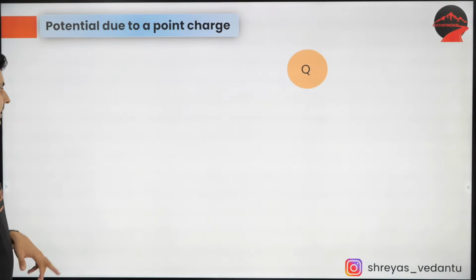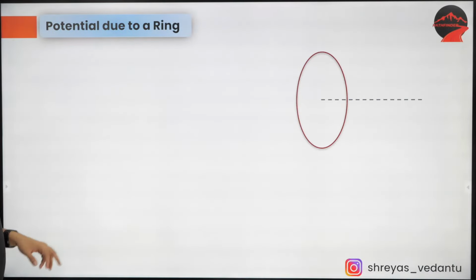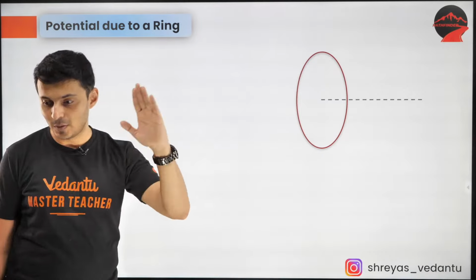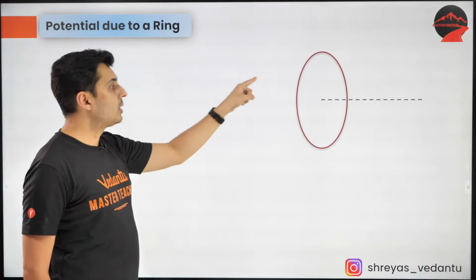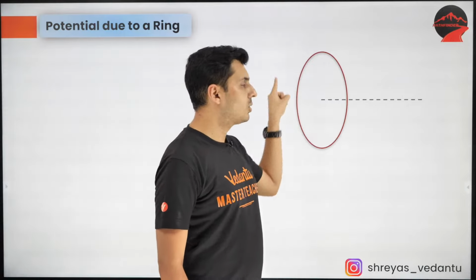Yep. All right, let's get going to the next one. Potential due to a point charge was done just now. Okay, come on, let's do this. Next, potential due to a ring.